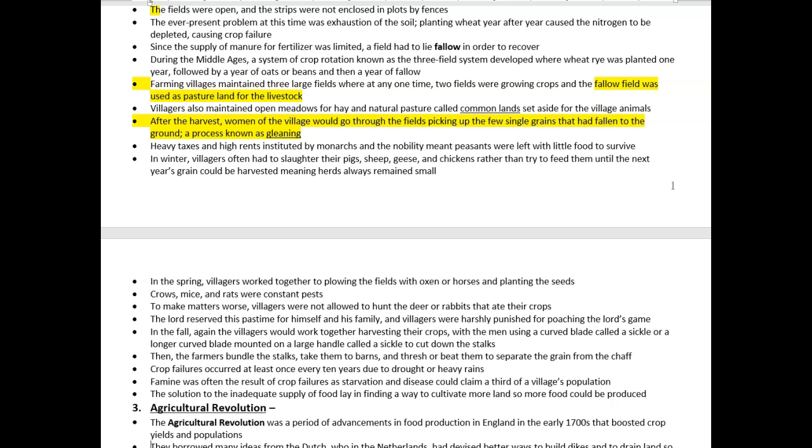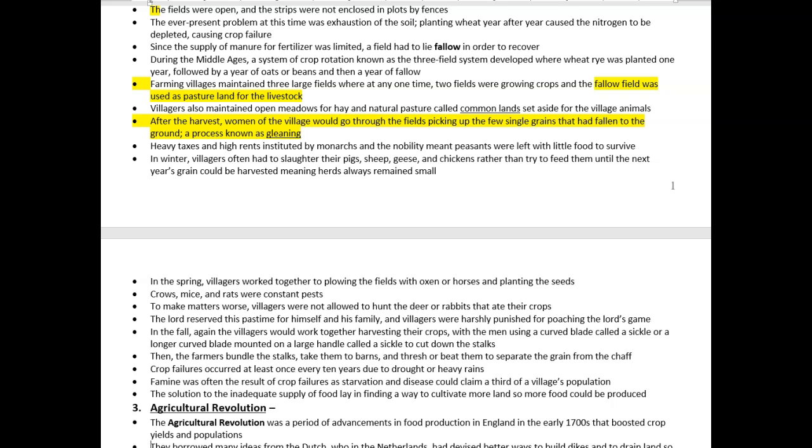In the fall, again, the villagers would work together harvesting their crops, with the men using a curved blade called a sickle, or a longer curved blade mounted on a large handle called a sickle. Well, actually, that's a typo. That should be a scythe, to cut down the stalks. Then the farmers bundled the stalks, took them to the barns, and threshed or beat them to separate the grain from the chaff.